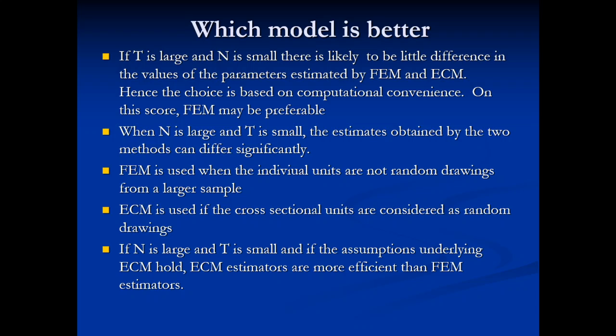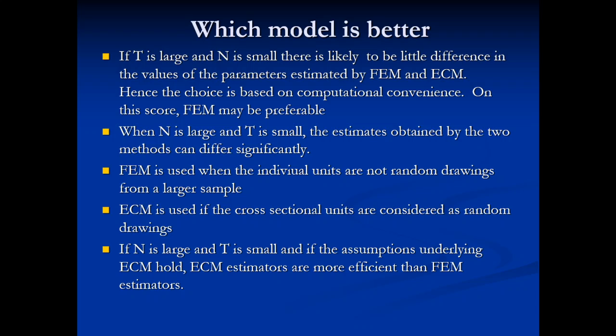FEM may be preferable. But when N is large and T is small, see, N is large, you have 30 cases and T is only 2, the estimates obtained by the two models can differ significantly. So FEM is used when the individual units are not random drawings from a larger sample. ECM is used if cross-sectional units are considered as random drawings. So if from a large population you are selecting some random units, then the error component model is better.